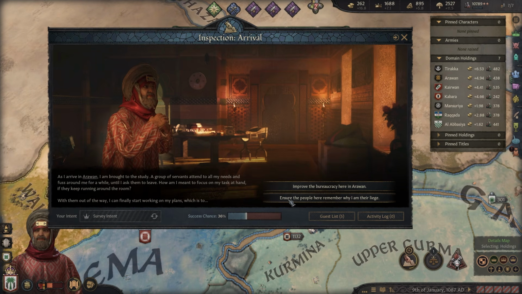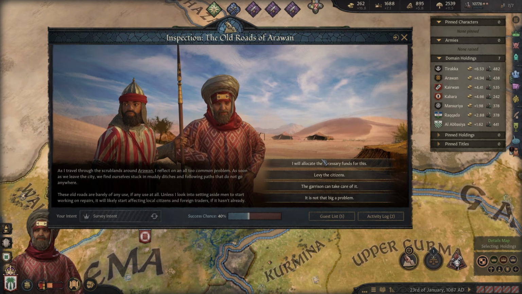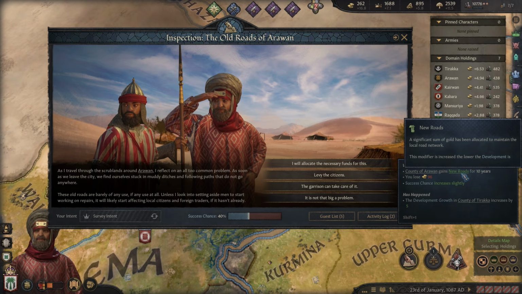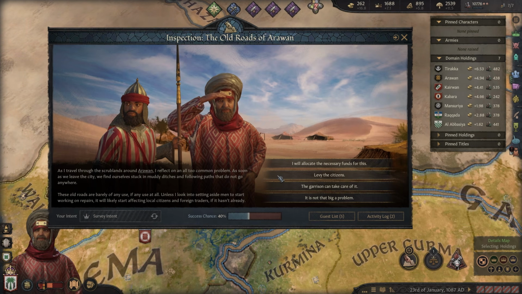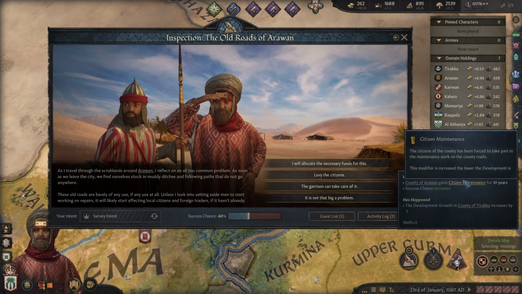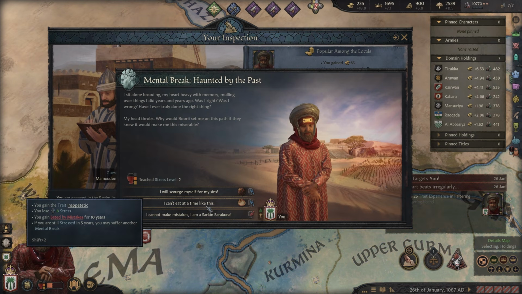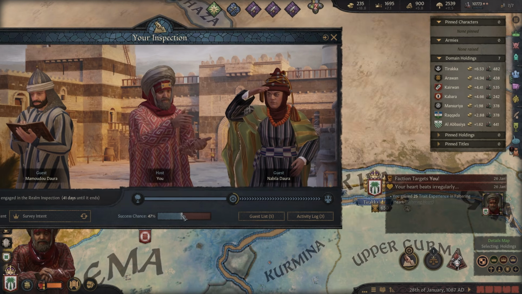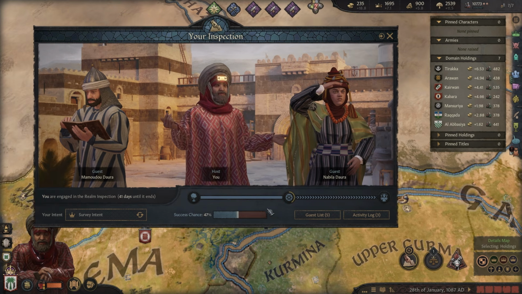We've arrived. Our goal is to improve taxes. Old roads. We can build new roads. Okay. A significant sum of gold has been allocated to maintain the local road network. This modifier is increased the lower development is. Okay. Levy the citizens. Citizen maintenance. Garrison can take care of it or it's not a bigger problem. I'll allocate funds. I've had a mental break. I'm going to gain some stress. Just a little bit of stress. My heart is beating irregularly. Yeah, it's not good. Definitely not good. Okay.